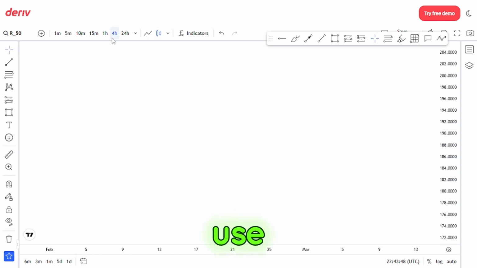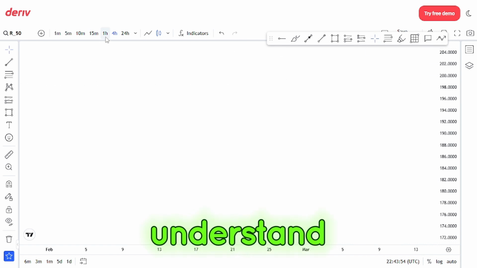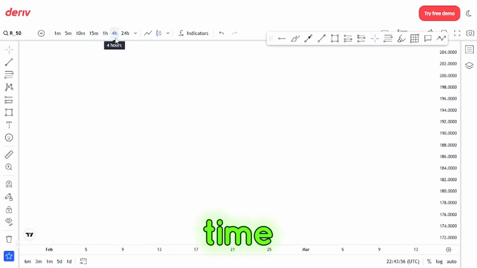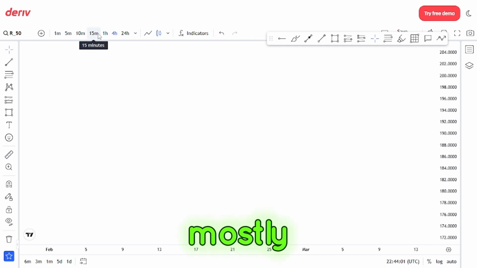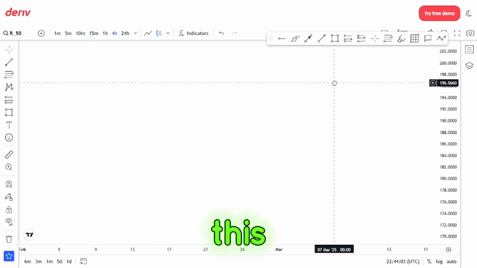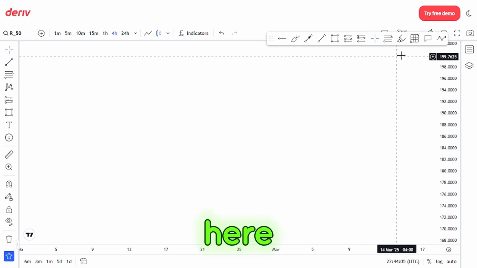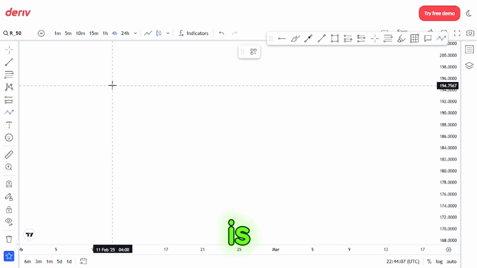So firstly, I use the 4-hour and the 15-minute as my entry time frame, guys. So firstly, you need to understand the time frames. The 4-hour and the 15-minute, that is what I use mostly whenever I trade this type of concept. So market structure is highly important.